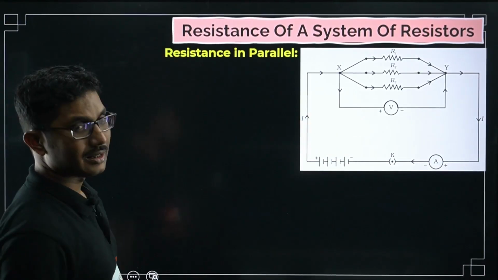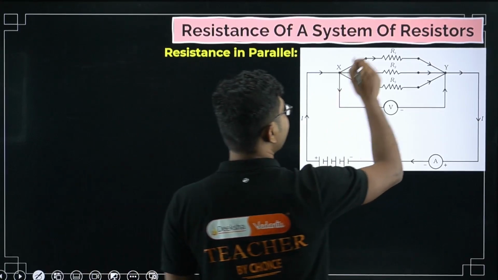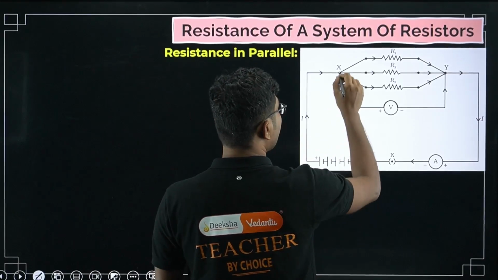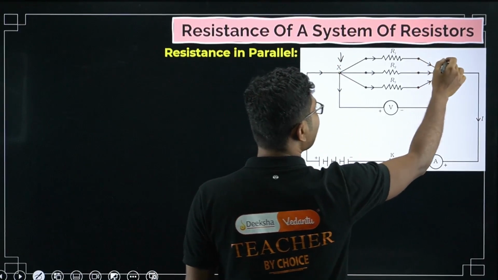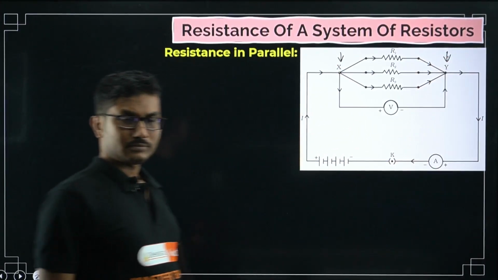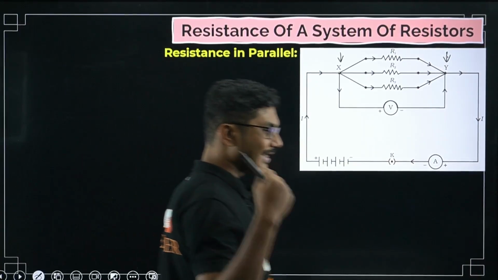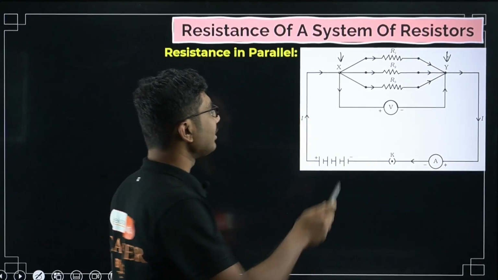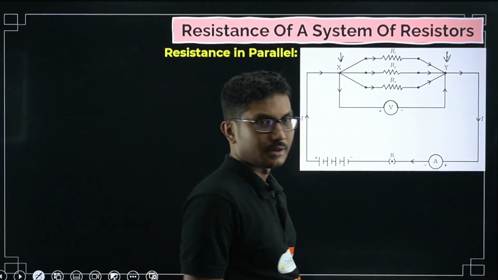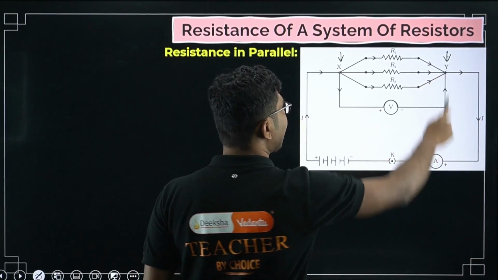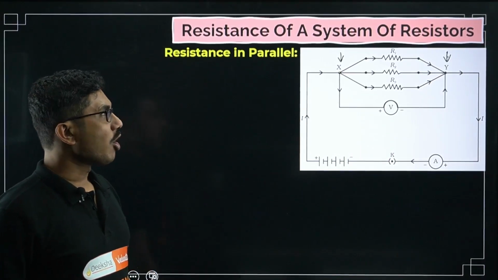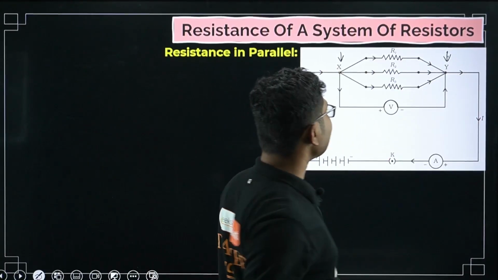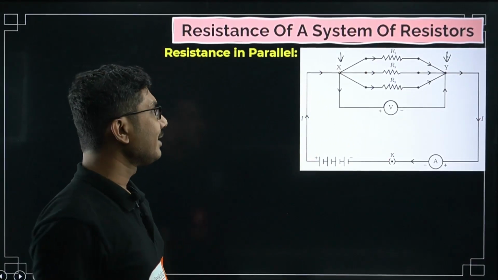In case of parallel, all the resistors, if you see, have a common starting point and a common ending point. In case of series, one was ending, another one was starting. Right? In this case, all the resistors have a common starting point, and all the resistors are culminating at the same point. So three resistors connected like this. Now what you have to do is find the equivalent resistance.